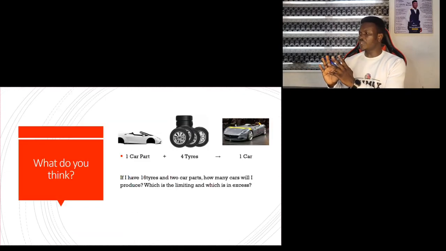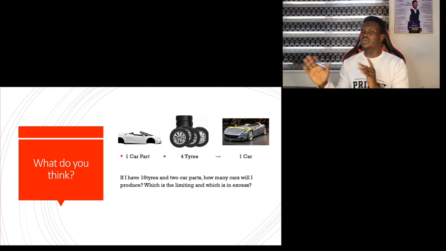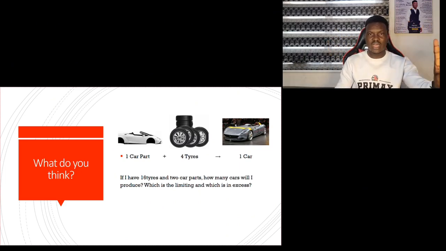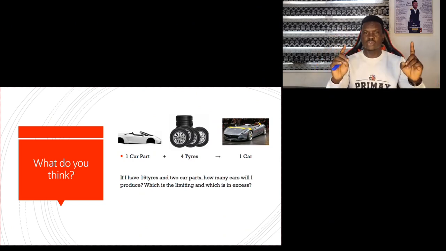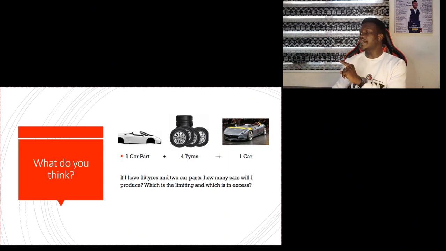Imagine you want to produce a car, and for every car part you require 4 tires. Each car part in this scenario requires 4 tires. Now, that means the ratio you must combine them is for every car part you need 4 tires to give you a whole car. So now, if I have 16 tires and 2 car parts, how many cars will I produce? Which is the limiting and which is in excess? You can see their ratio is 1:4:1.